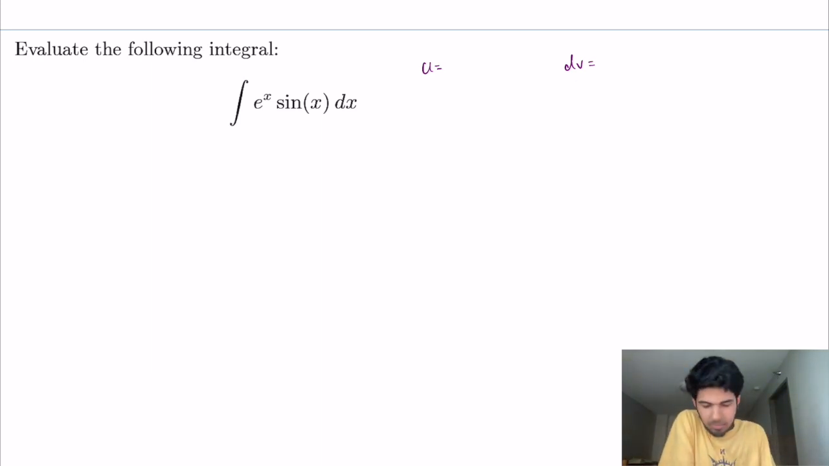So now it's an interesting thing. Taking the derivative of e to the x will just give us e to the x. Same with taking the integral of it. Taking the derivative of sine of x will give us cosine of x. Taking the integral will give us negative cosine of x. It's basically the same thing no matter what we do. So let's just try something, see if it works, go from there. So let's let u equal sine of x, and we'll let dv equal e to the x.